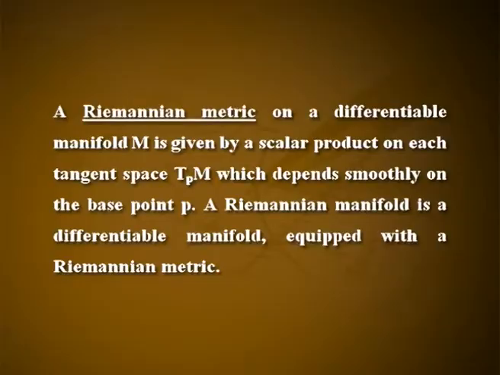In a vector space, such a notion of measurement is usually given by a scalar product. Next definition: a Riemannian metric on a differentiable manifold M is given by a scalar product on each tangent space T_pM, which depends smoothly on the base point p. A Riemannian manifold is a differentiable manifold equipped with a Riemannian metric. In order to understand the concept of a Riemannian metric, we again need to study local coordinate representations and the transformation behavior of these expressions.